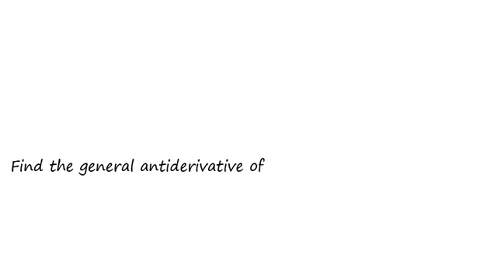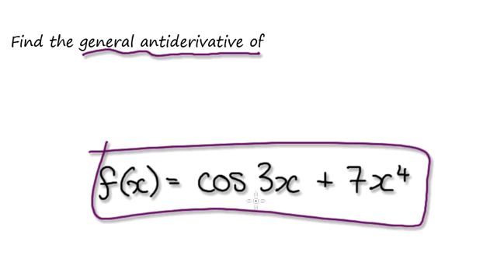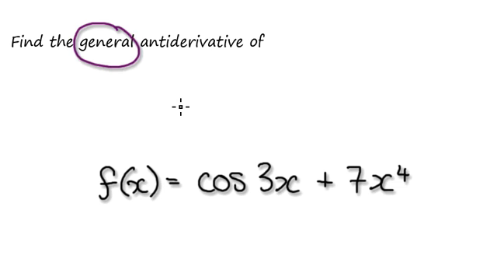Okay, let's give you guys some practice now. So here, find the general antiderivative of f of x equals this thing here. This general thing here means, so for example, let's say f of x equals 2x.